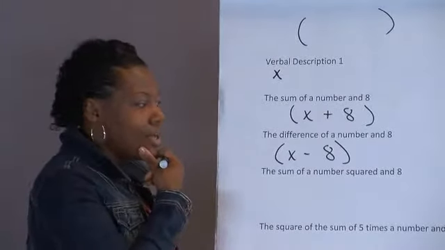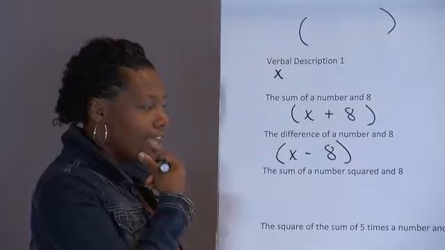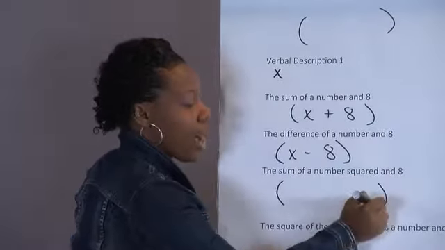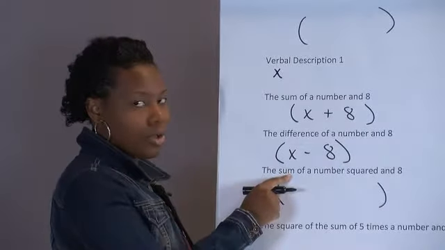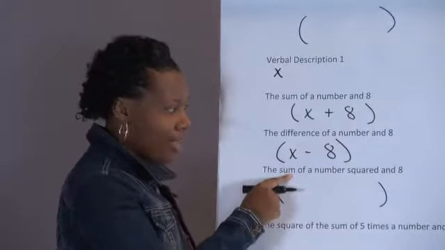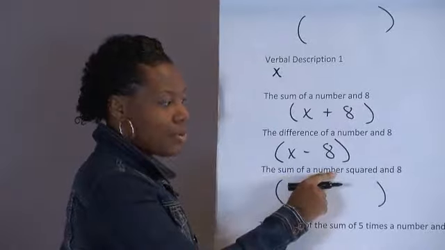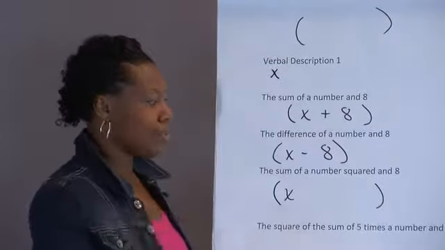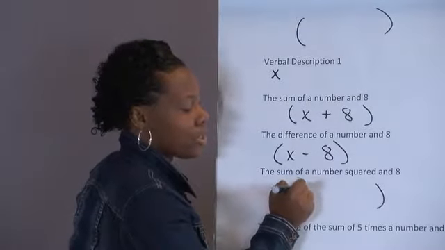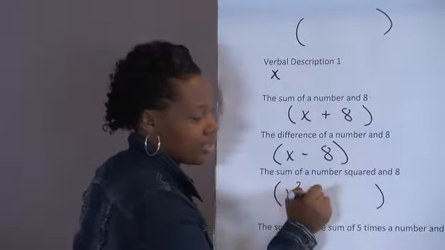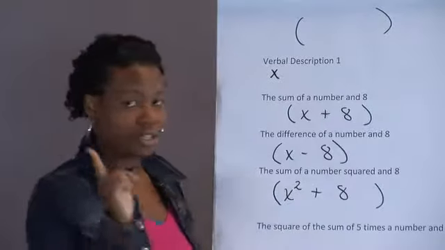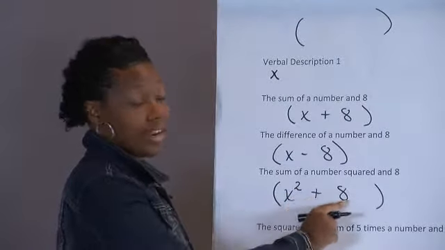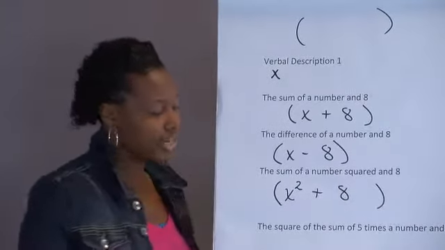The sum of a number squared and 8. So I know I'm going to place this in parentheses. Why? Because I see the word sum. What's your sum? What are you adding? You have the sum of a number squared. Now it's just a number, but that number is squared. So I'm going to put a 2 here. And I'm adding 8 to it. So this reads, the sum of a number squared and 8. Okay? Let's try the next one.